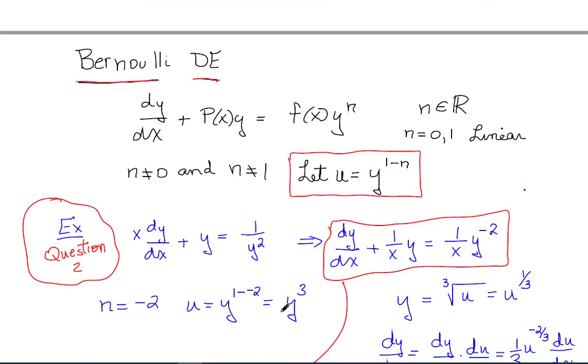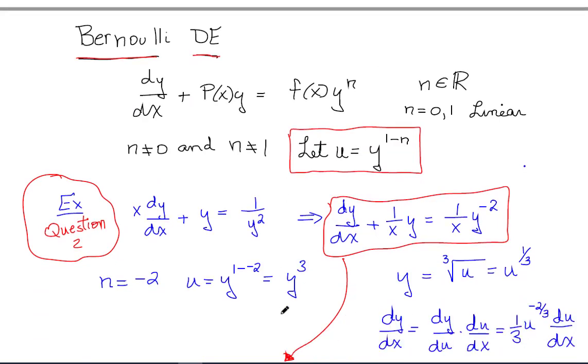Now another common situation is something called a Bernoulli differential equation. And it looks linear, except the right-hand side involves a function times a power of y. Now this n can be any real number, just not 0 or 1.